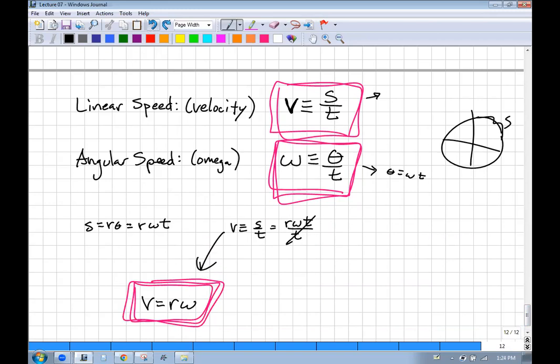Okay. So we used each one of these. We used that. We used this and this. Crammed it into that. We just got rid of S, right?